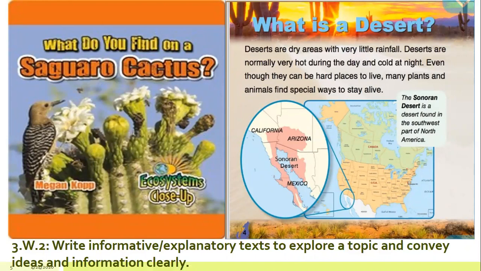What is a desert? Deserts are dry areas with very little rainfall. Deserts are normally very hot during the day and cold at night. Even though they can be a hard place to live, many plants and animals find special ways to stay alive. So they asked the question, they answered the question, and then they told the reader, you're going to learn about the many plants and animals that find special ways to stay alive. There was other information on that page, but we're going to talk about that in a moment.